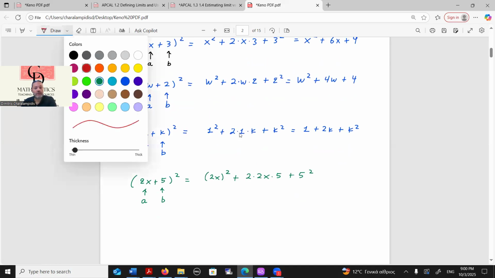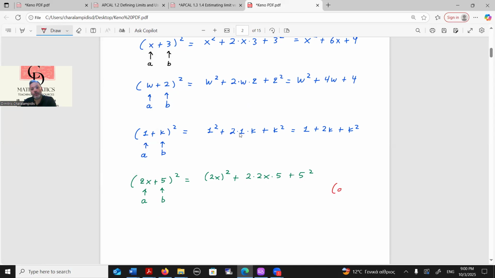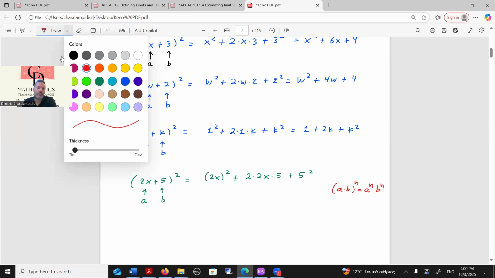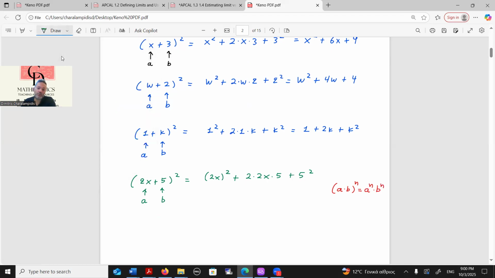2x squared, it's this property that states that a times b and all that to the power of n is a to the power of n times b to the power of n. So 2x squared should be 4x squared plus 2 times 2, 4 times 5, 20x plus 25.